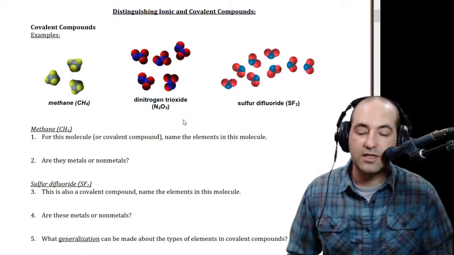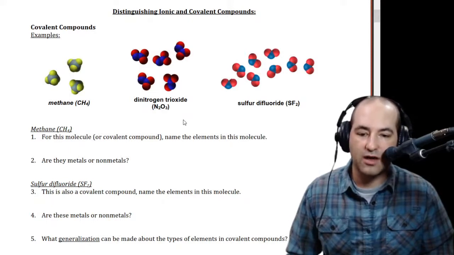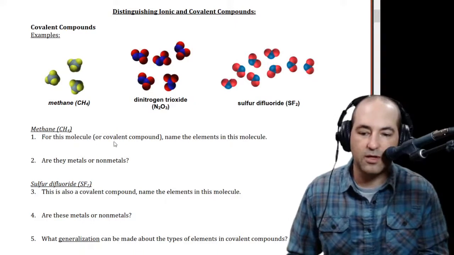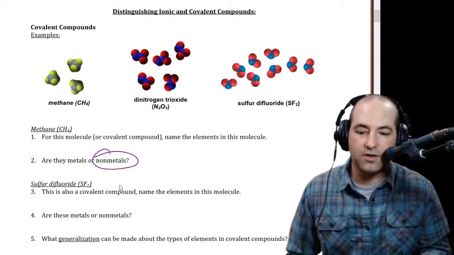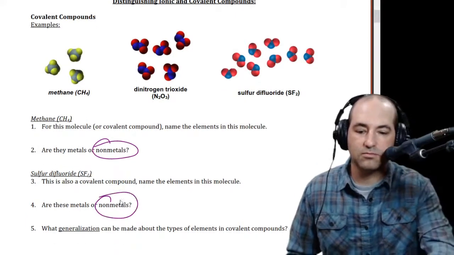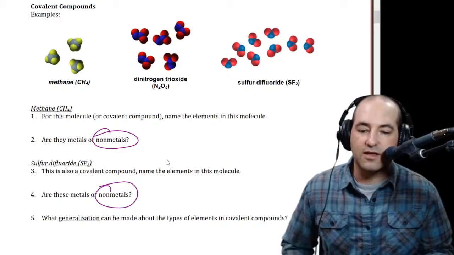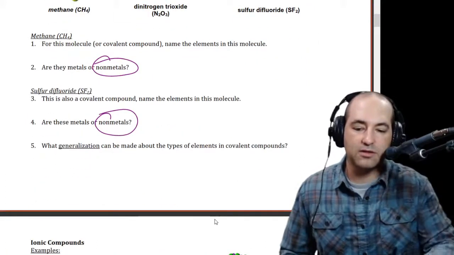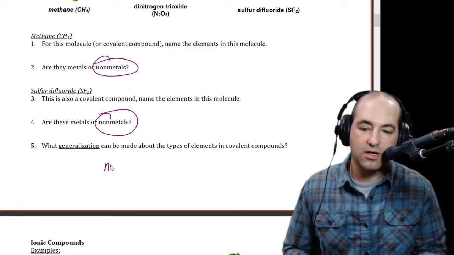But to identify these compounds, we want to see what these have in common. So let's look at the elements in this molecule. So methane, we've got carbon and hydrogen, and those are nonmetals. Sulfur difluoride over here, we've got sulfur and fluorine, which you can see from the formula here. If we look back at the periodic table, those are also nonmetals. So if we take that information together, what generalization can be made about the elements in covalent compounds? In general, we can say those are nonmetals.